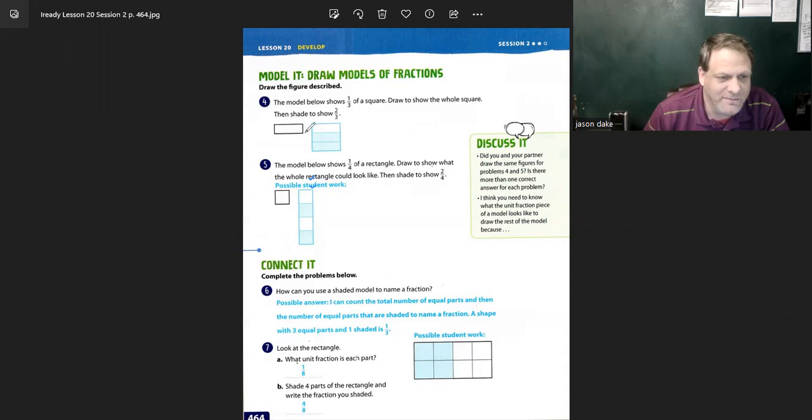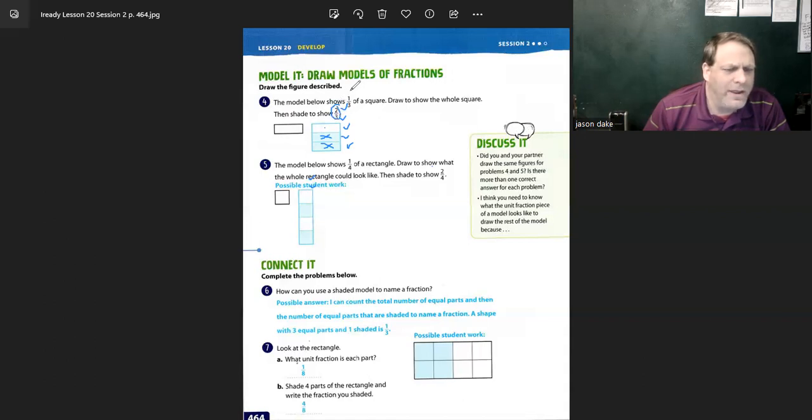On the teacher's edition, it looks like there's a drawing of 3 rectangles, 1, 2, and 3. So 3 is the whole in your denominator. And it looks like there's 2 shaded in. So 2/3. So 2 out of the 3. So 2/3. All right.